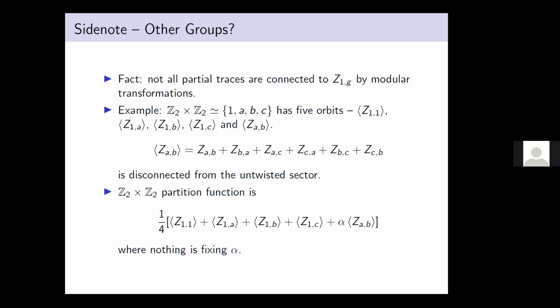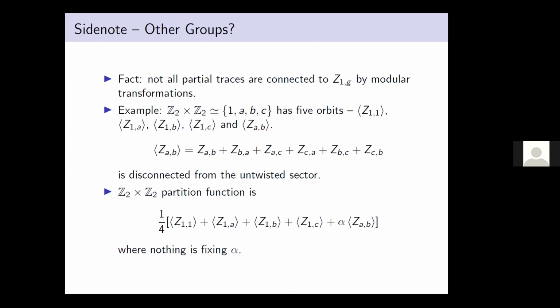But of course, the procedure I'm describing, you could immediately object to. You could say, okay, well, that's all well and good for cyclic groups where we can obtain everything from the untwisted sector, but that's not the general story. And you would be correct that it's not always the case that all of the orbits include a partial trace that is in the untwisted sector. So a counterexample, of course, is Z2 cross Z2.